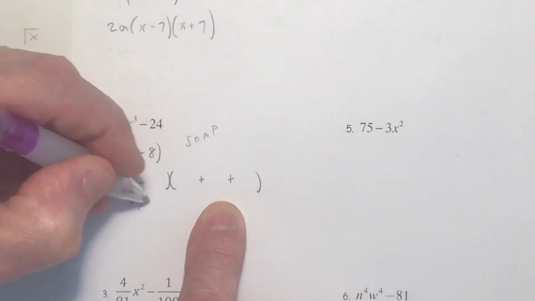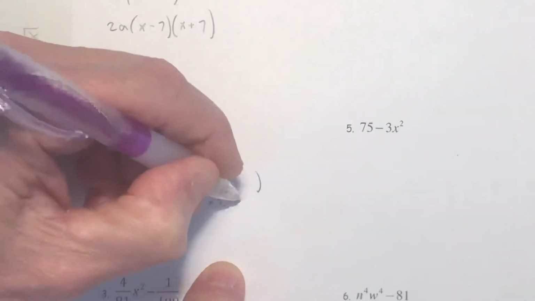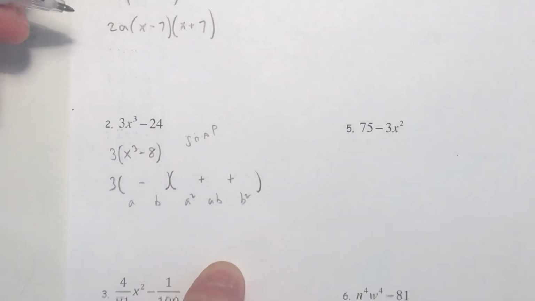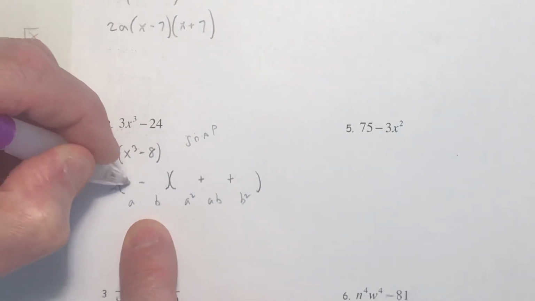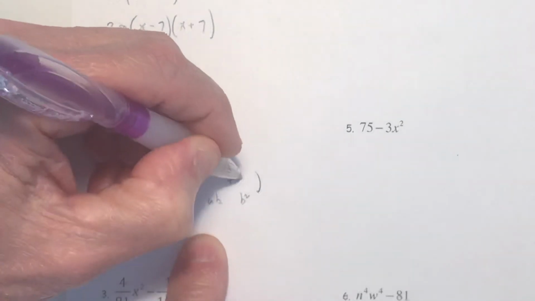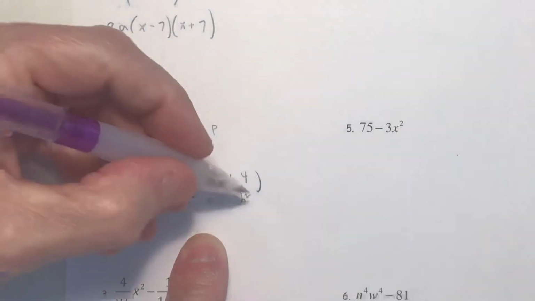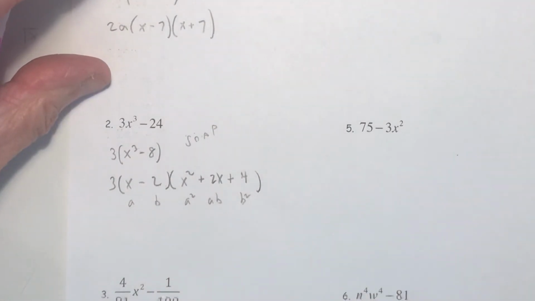And then that's A, B. That's A squared. That's A times B. And that's B squared. What goes here? X and 2, and then x squared and 2 squared is 4, and then in the middle, 2 times x. Are we good? I think so.